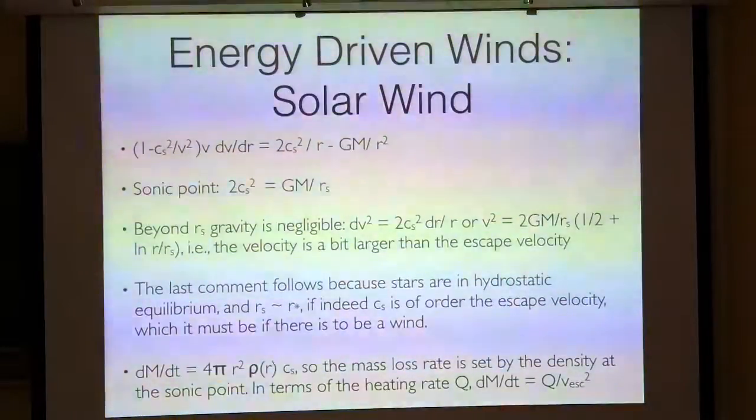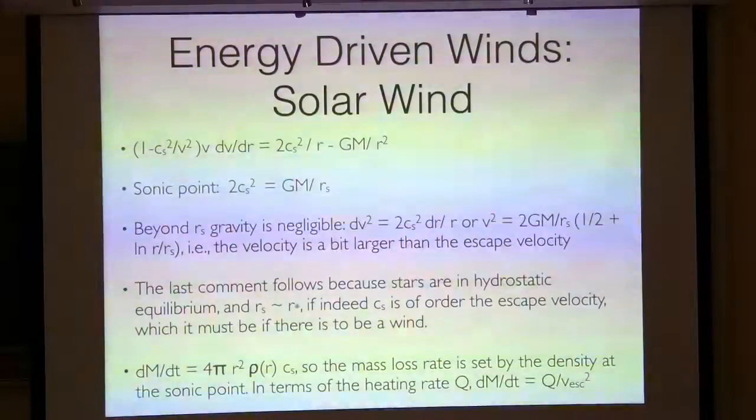And if you just ignore that term, you can solve that. It says that the velocity goes like the velocity at the sonic point times a half plus the log of r over r sonic, okay? In other words, you get a logarithmic correction to the velocity at the sonic point. Basically, the terminal velocity is going to be fairly comparable to the sound speed at the surface of the star, but that is the escape velocity at the surface of the star. Okay, so you get the same result.